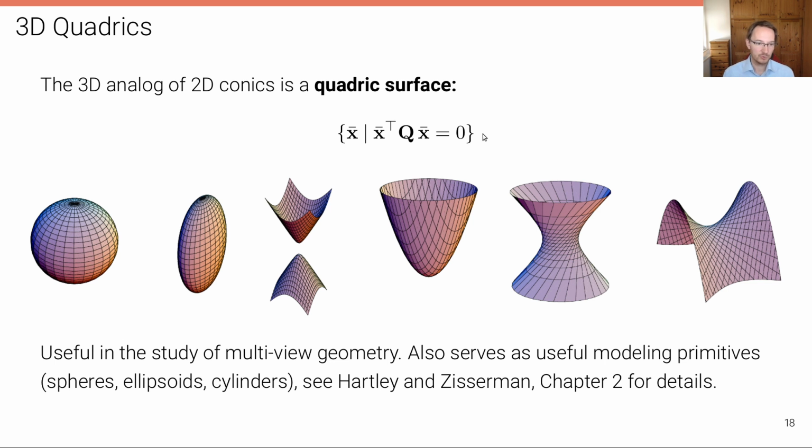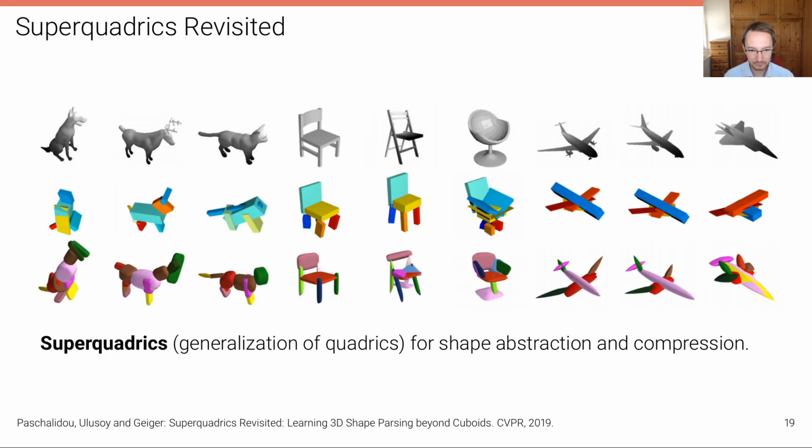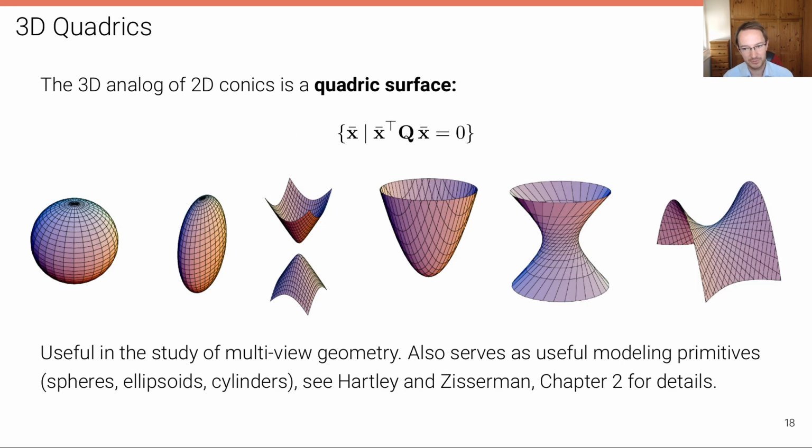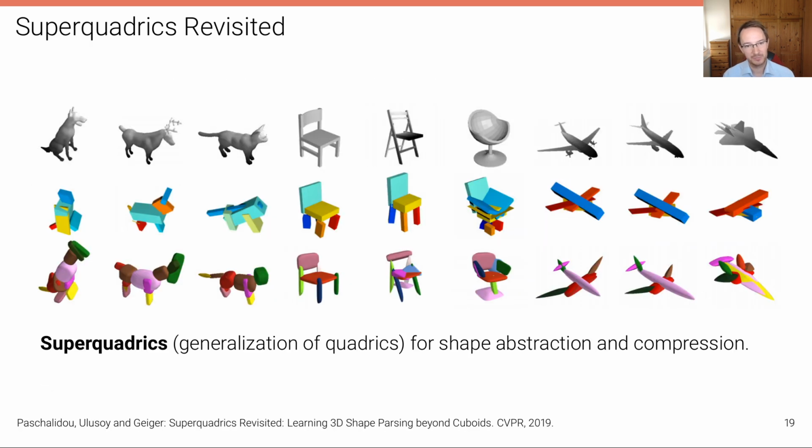Now these quadrics are useful in the study of multi-view geometry again, and they also serve as useful modeling primitives for understanding scenes in terms of compact representations. Here's a simple example from my research group where we have used superquadrics, which are a slight generalization of these quadric surfaces, in order to represent geometric objects in terms of simpler parts.